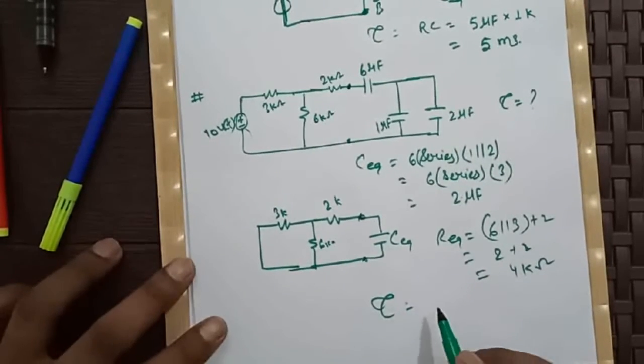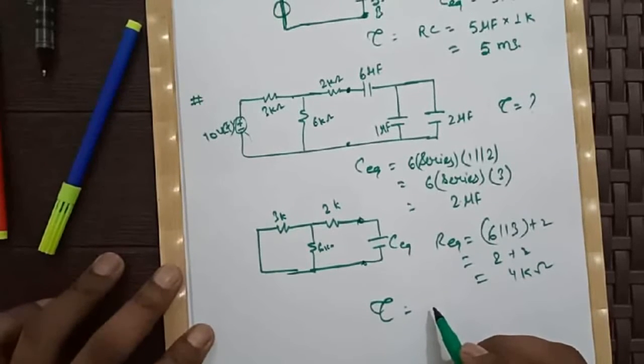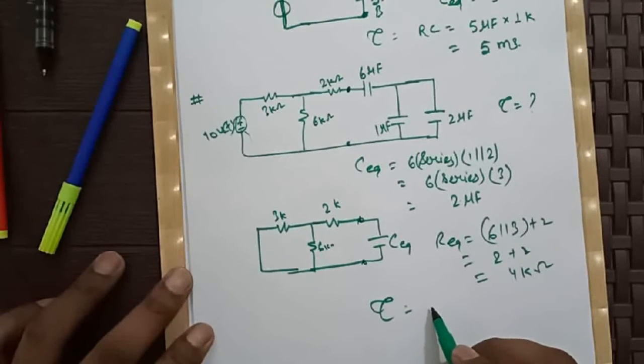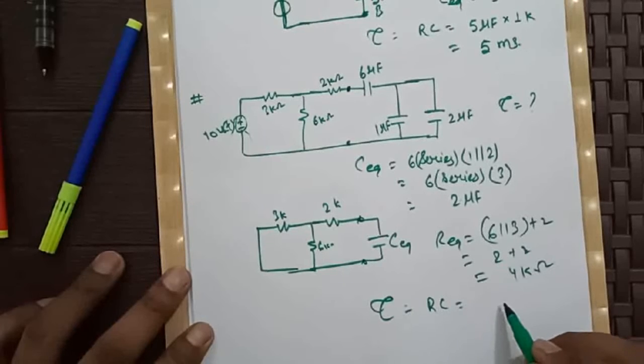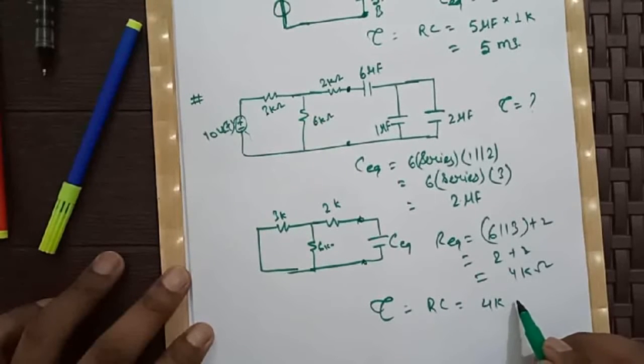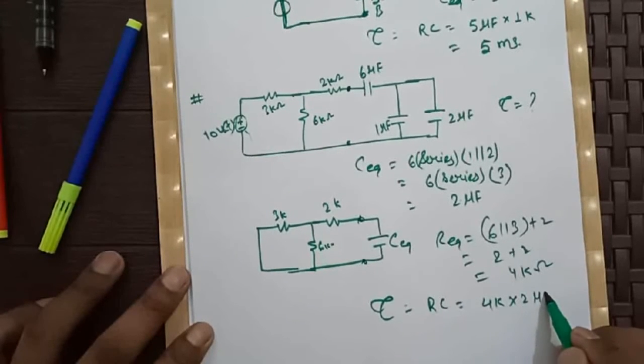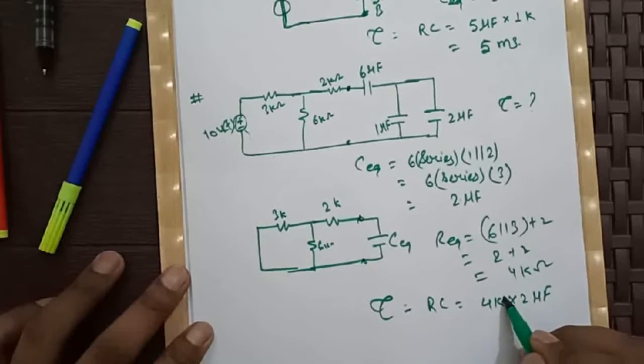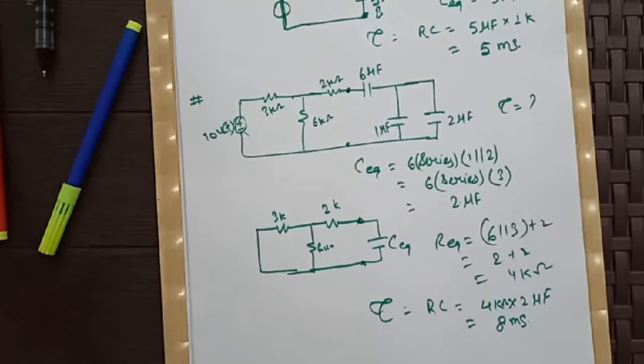So time constant will be what? Time constant in case of RC circuit is RC, which is nothing but 4K multiplied by 2 microfarad, which will be 8 millisecond, right?